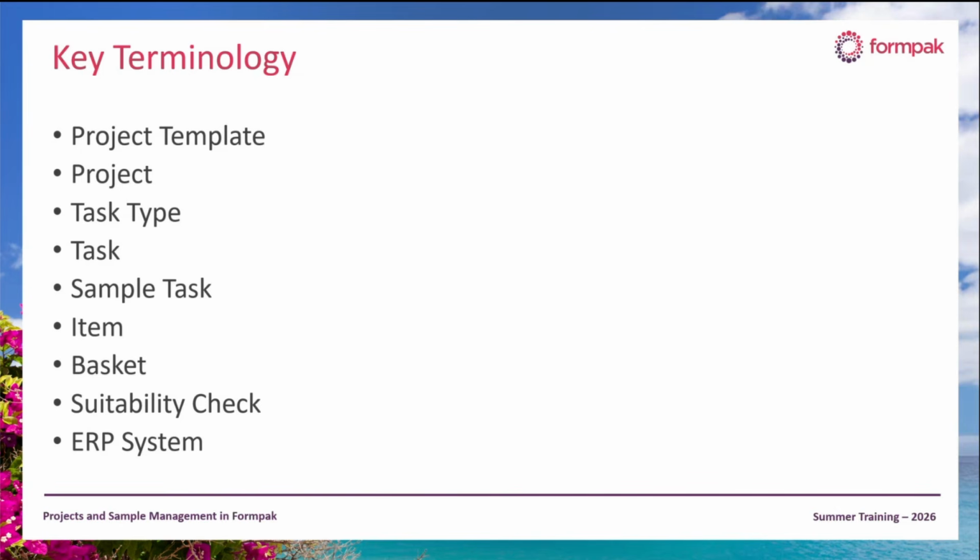And then we have sample task. A sample task is used to specify which samples are required. Sample tasks have very specific behavior, which allows users to send their request to the lab and record sample dispatch information. An item, so hopefully everybody knows what an item is. It's a collective term for a raw material or a formulation. And when we search for products, develop formulation, or request samples, we're working with items.